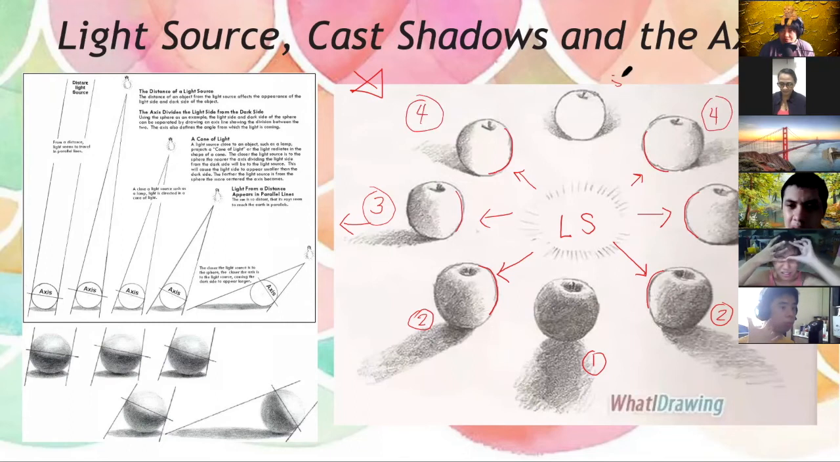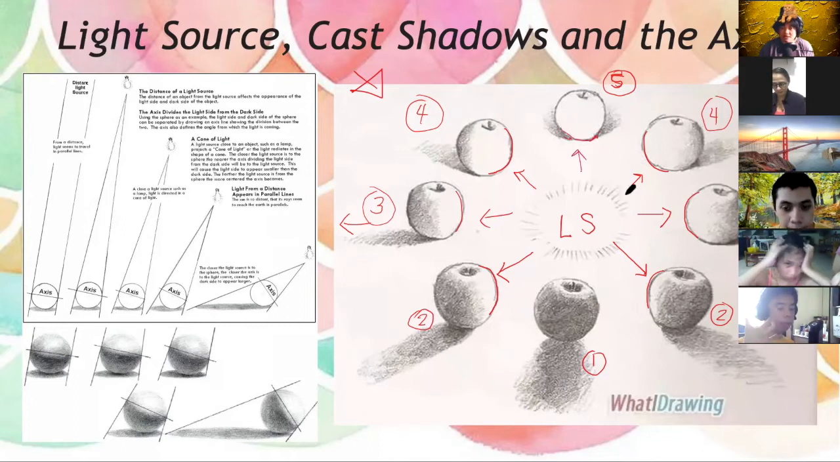Now, apple number 5. Ayan. So, you can only see the cast shadow, right? Kasi you cannot see the form shadow anymore kasi it's at the back. What you are seeing right now is the front of the apple, right? Ayan. So, ito yung highlight. Alright? So, this is why the angle or the axis of your light source is important. Alright? Gets po ba?